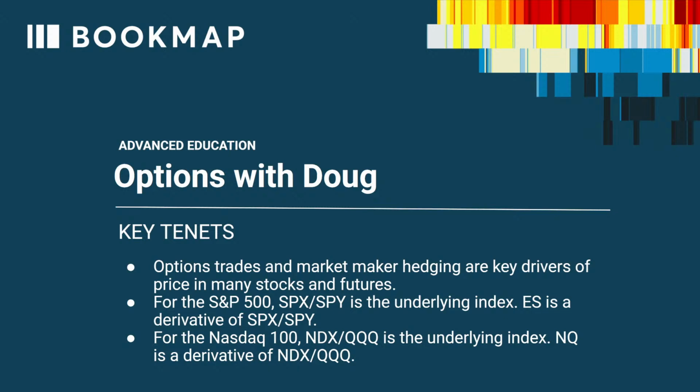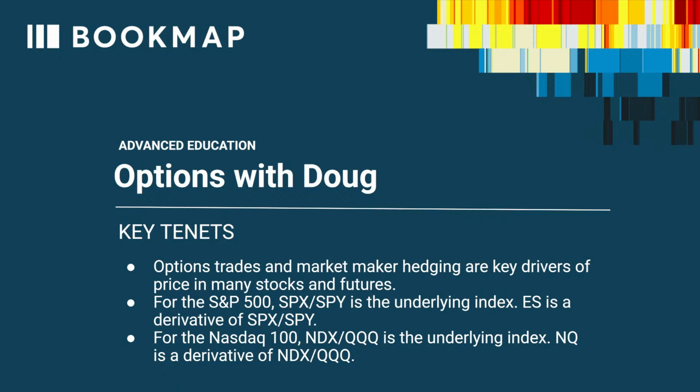Here are the key tenets to my approach to trading. I believe that options trades and market maker hedging activity are key drivers of price in many stocks and futures, and most consistently in the large cap tech stocks like the Magnificent Seven stocks, as well as the equity index futures like the S&P 500 or the NASDAQ 100. And there are also occasions where other stocks, opportunistic setups like I'll go over today, are also heavily driven by options trading and market maker hedging activity.